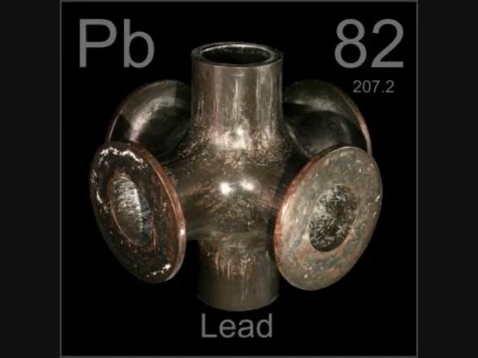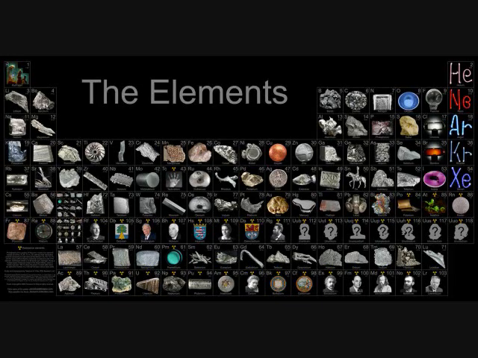Elements with 83 or more protons are all radioactive, which means they are unstable and turn into other elements. This will be covered in depth in a later video. The number of protons in an element is called that element's atomic number. Elements are organized on the periodic table.